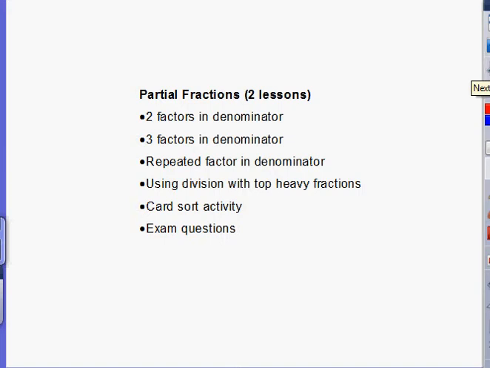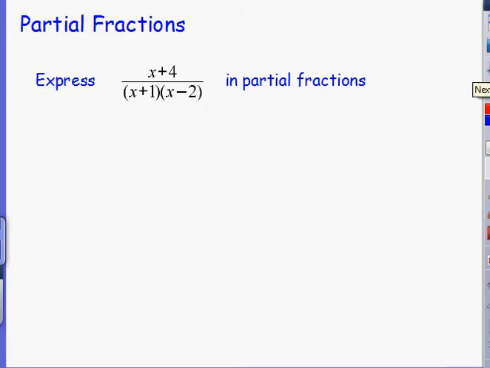So as a quick recap, partial fraction is breaking up a fraction into separate fractions, so kind of the opposite of when you brought fractions together with a common denominator. We're splitting it back up again, so we could have 2 factors on the bottom, 3 factors, repeated denominator, but we'll start off with this. So we're going to look at how we would break this up.